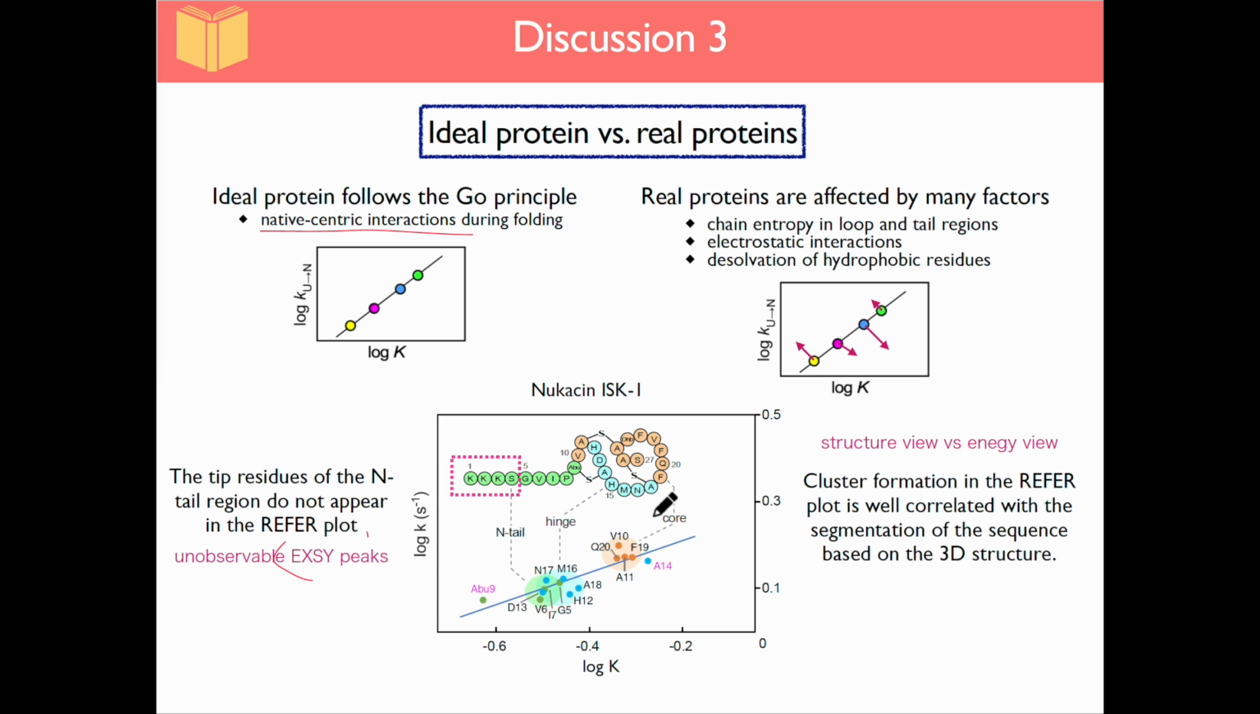And then there's an interesting, important feature here. This nucleosome sequence can be segmented by different colors based on the structure: here the tail, hinge, and the core region. And interestingly, these segments form clusters in the plots. So this means the structure view and energy view are closely related.